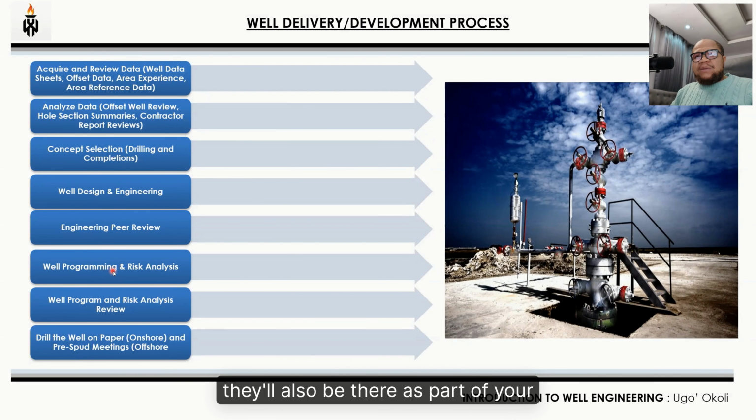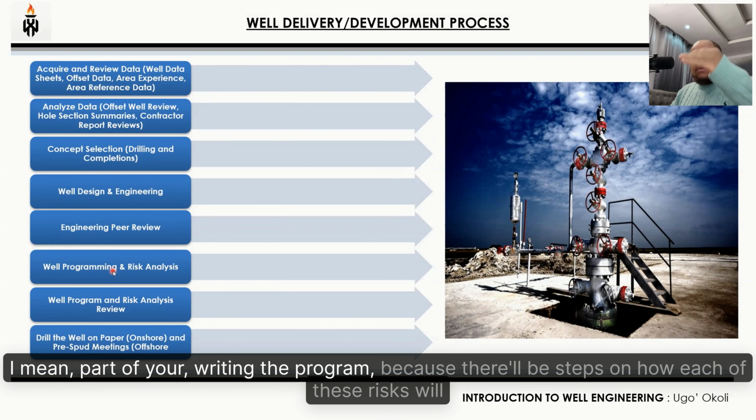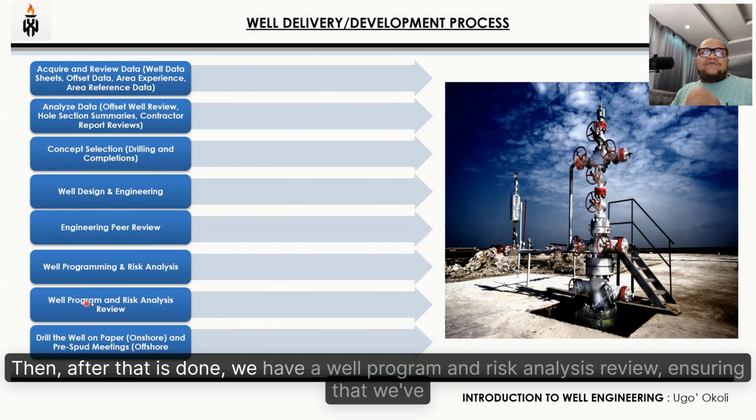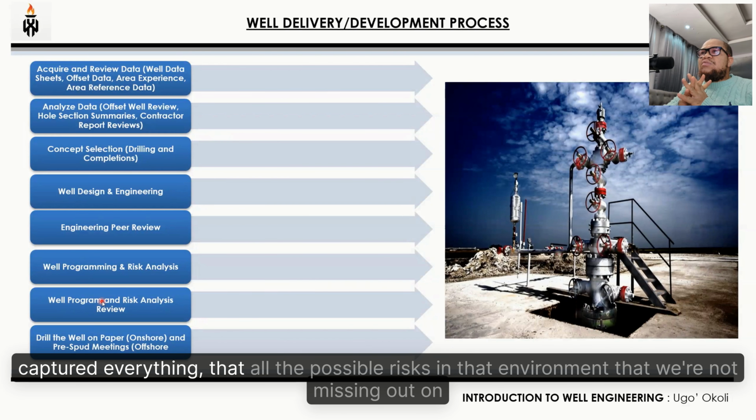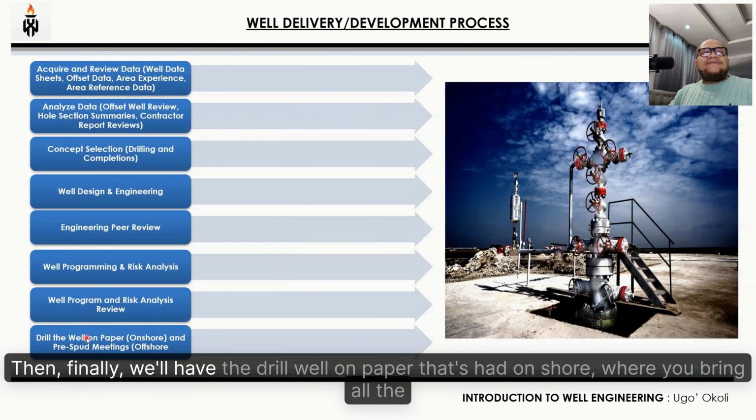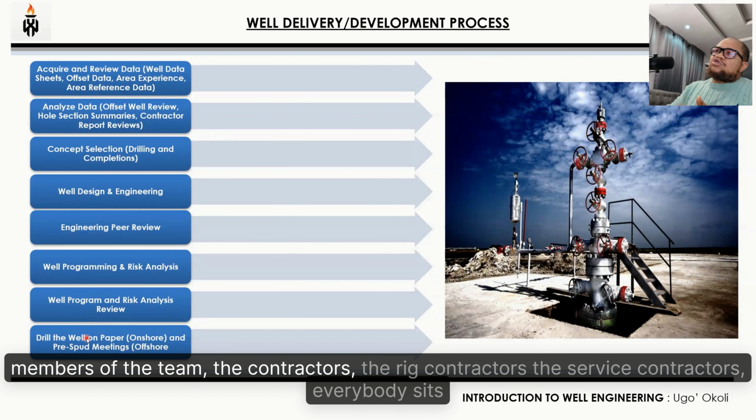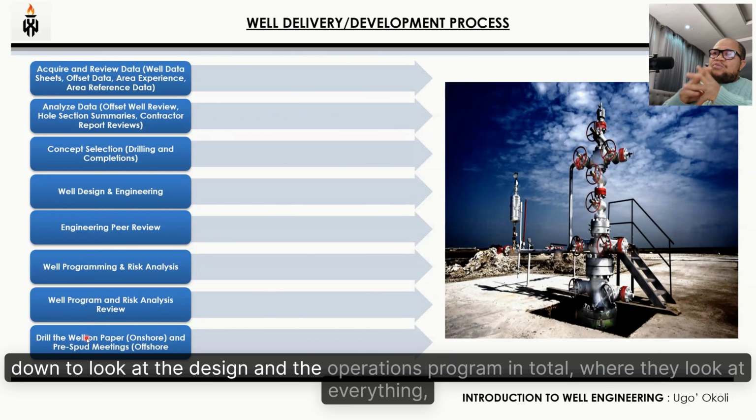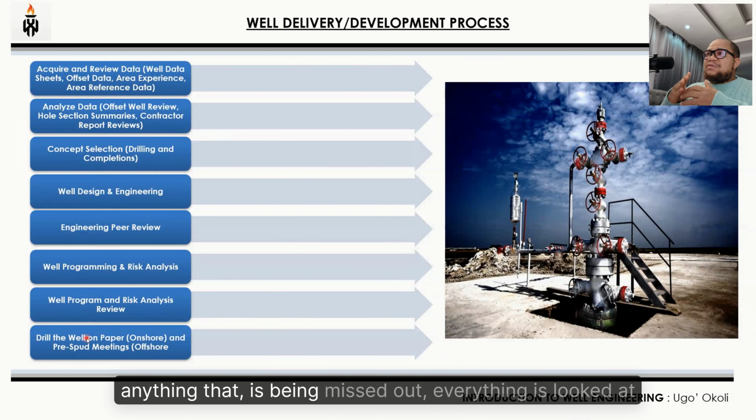They'll be written in the program, because there'll be steps on how each of these risks will be mitigated. Then after that is done, we have a well program and risk analysis review, ensuring that we've captured all the possible risks in that environment, that we're not missing out on anything, and that all the steps of the program are exhaustive. Then finally, we'll have the drill well on paper that's held onshore, where you bring all the members of the team, the rig contractors, the service contractors, everybody sits down to look at the design and the operations program in total, where they look at anything that is being missed out.